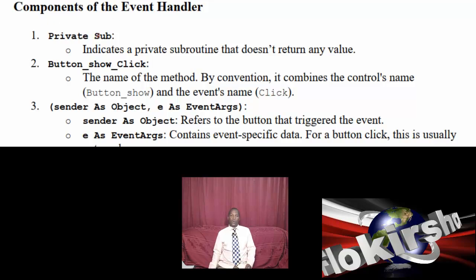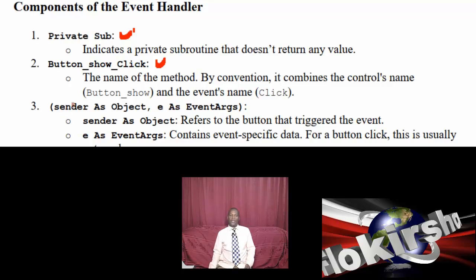The starting one here is Private Sub. If you look at this, it indicates a private subroutine that doesn't return any value. Then we have button_show_click, the name of the method. By convention, it combines the control's name, button show, and the event name, click. So up to here we have the control's name, combined with the event, which is click.